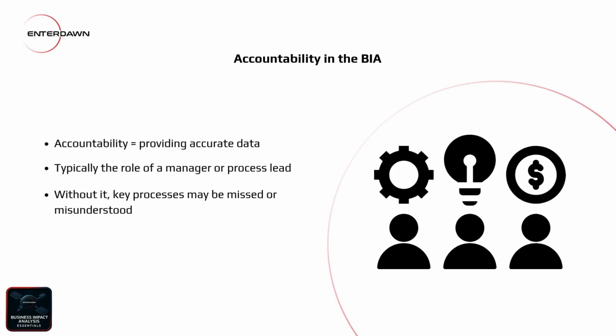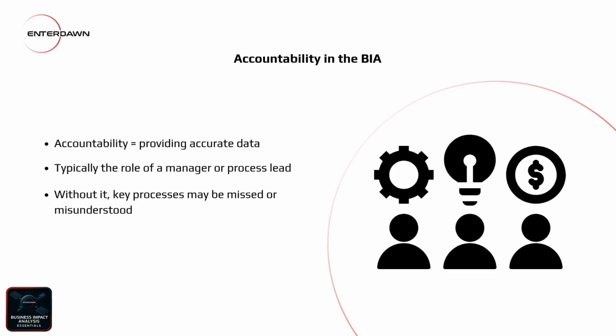Ownership is accountability, and accountability ensures someone, those managers or process leads, provide accurate data and participate in the BIA. Without clear ownership and accountability, critical processes can be missed or misunderstood. By engaging departments early and assigning responsibility to a process lead, you ensure the BIA reflects how the business actually runs, not how it's assumed to run.